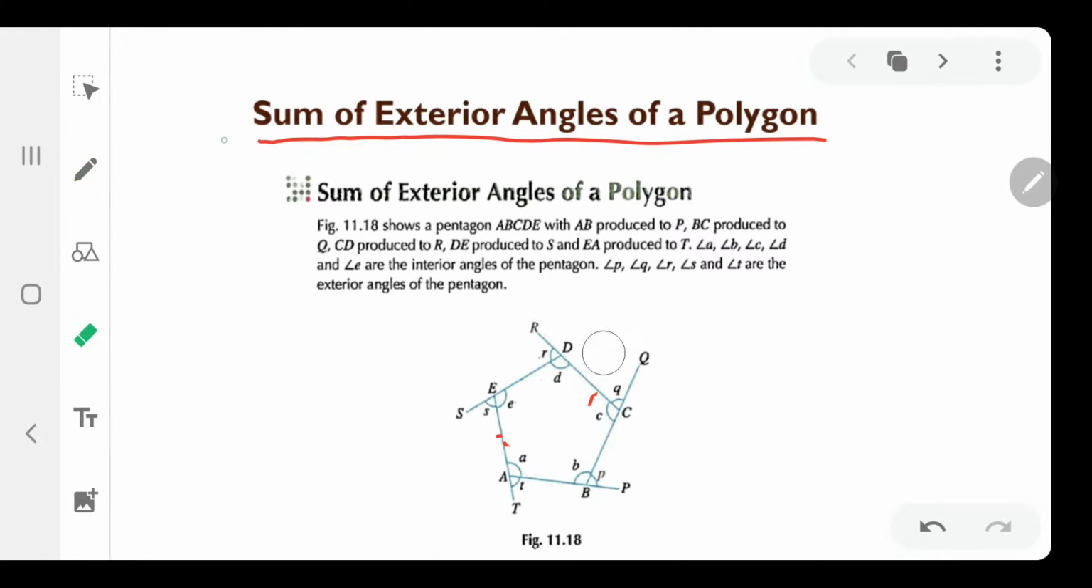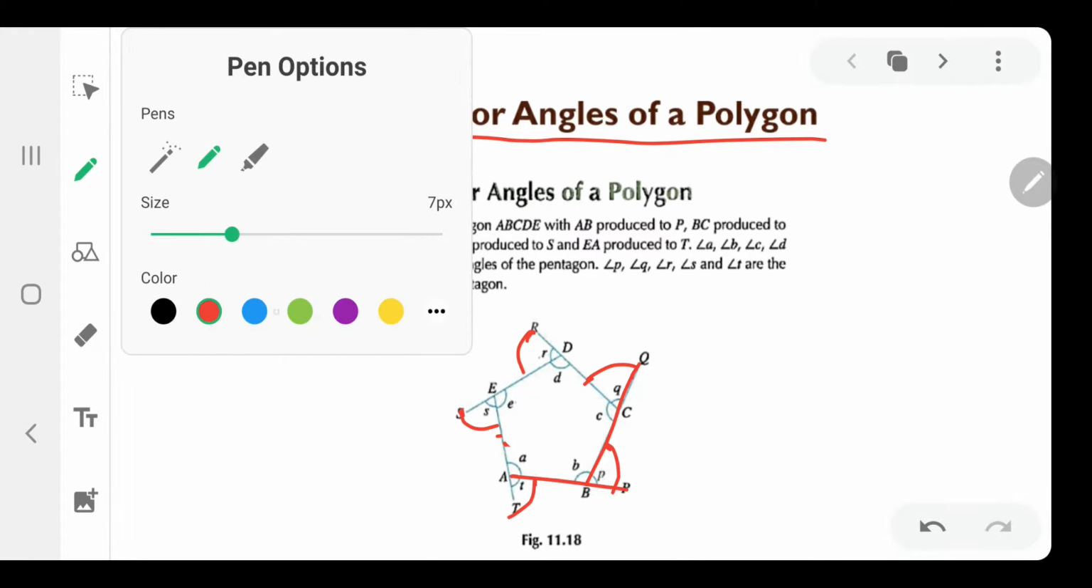So what will be exterior angles then? Exterior angles are outside the polygon, like this. If I produce this line here, this angle P is an exterior angle. Similarly, angle Q is an exterior angle, angle R is an exterior angle, angle S is an exterior angle, and angle T is an exterior angle. So all these angles are exterior angles.